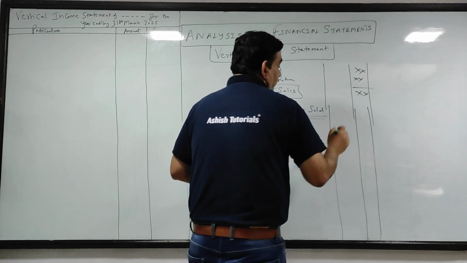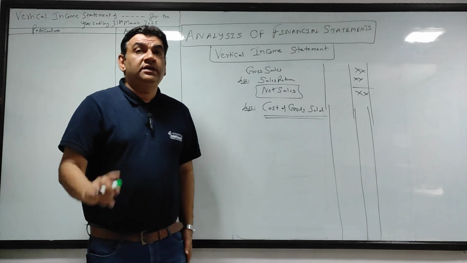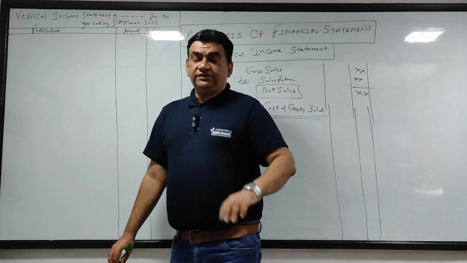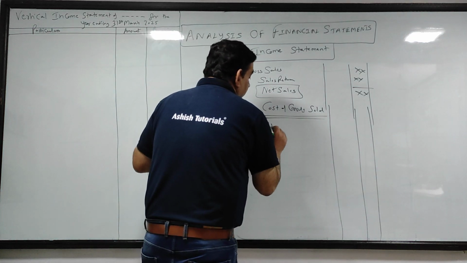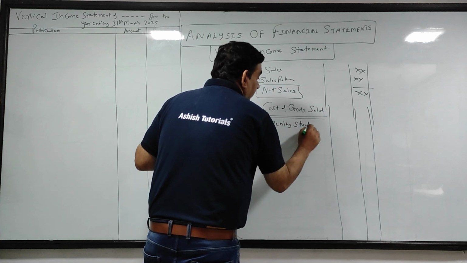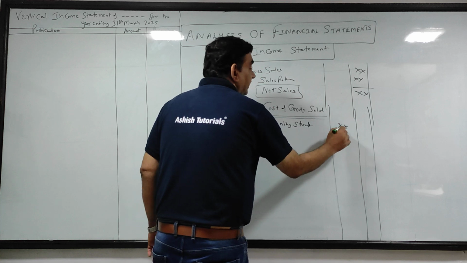Net sales came here. Okay, now cost of goods sold. Tell me, how does trading account start? Which is the first item of trading account? Opening stock. So we always start with opening stock. Whatever is the sum figure, we put it in the first column.